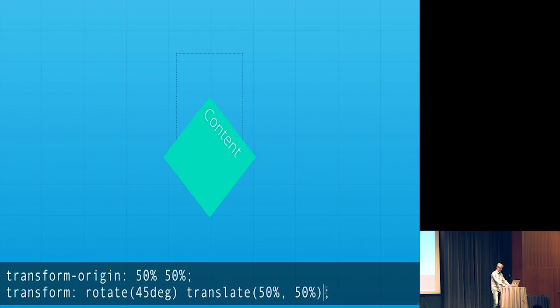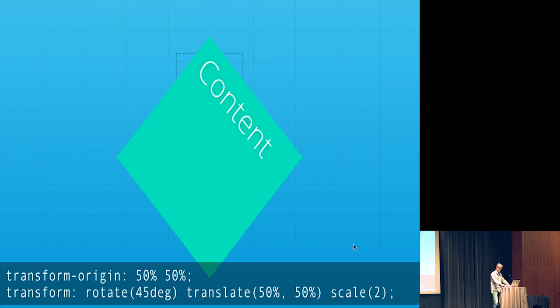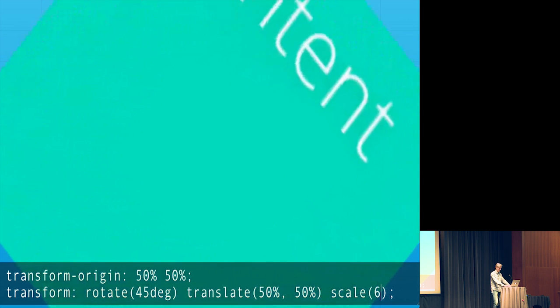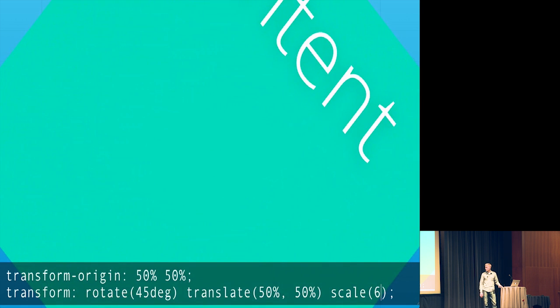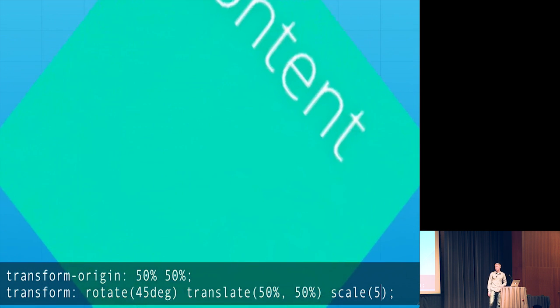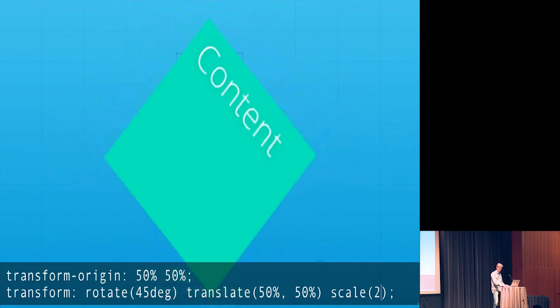And well, you have the scale then also. You can scale it down or up. And what you can see here is that if you transition these transforms, the intermediate states are not full resolution, so it only renders it at full resolution after the transition.